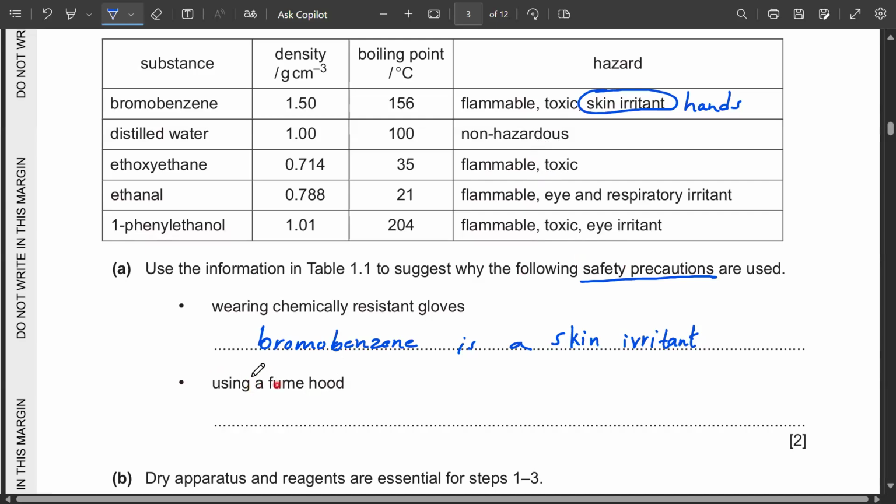If you remember, you must have seen this fume hood in your labs. Have you ever seen a fume hood before? No. This is something, it's there and I just didn't know it was called that.